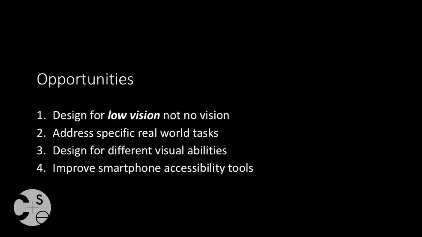So taking all those findings into account, we came up with some very compelling opportunities for improving low vision accessibility and for designing new accessibility innovations for people with low vision. The first one is to design for low vision, not no vision. All of our participants had some amount of functional vision, and more importantly, we found that they used this vision and they preferred to use it. None of our participants used any technology that was designed for blind people.